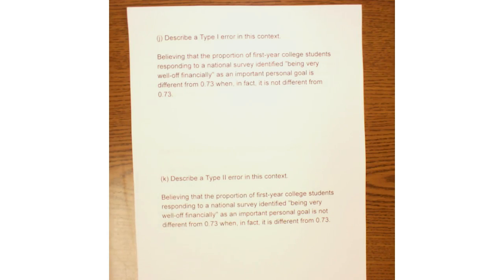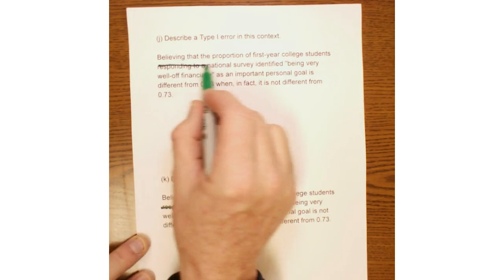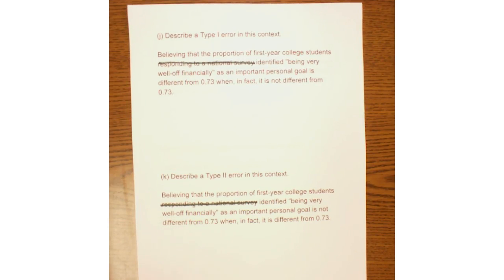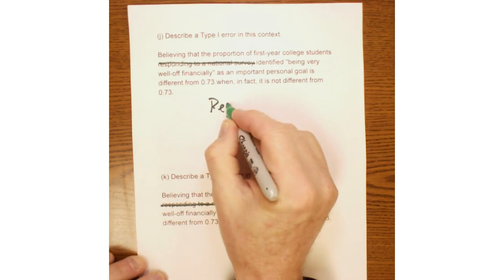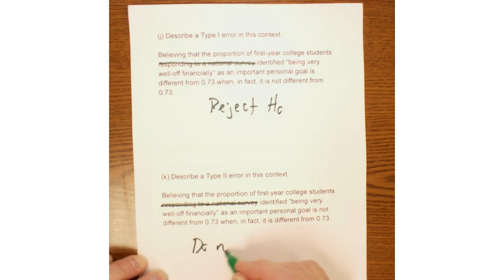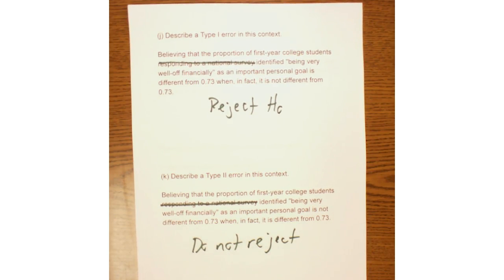The type 2 error is believing that the proportion of first-year college students, I'm going to take out that responding to the national survey in both those, that the people believing that the proportion of first-year college students who identify as being very well off financially as an important personal goal is not different from 0.73 when actually it is. So this is where you reject H0 up here, and this is where you do not reject. You do not reject H0 there.